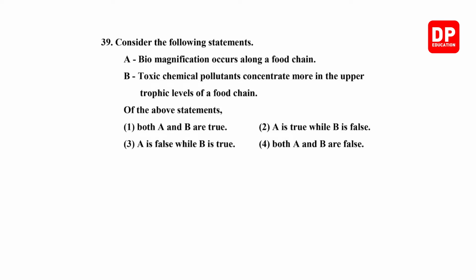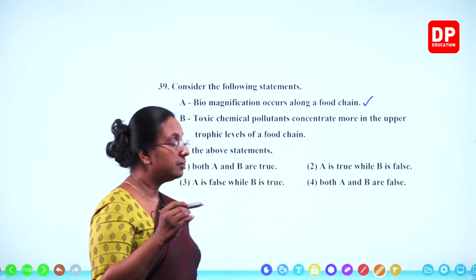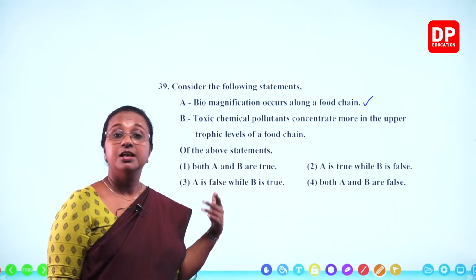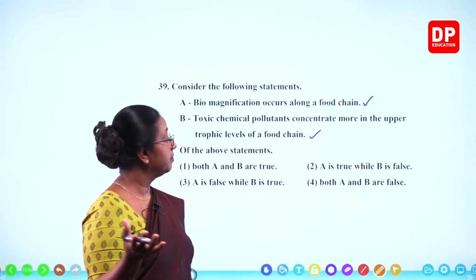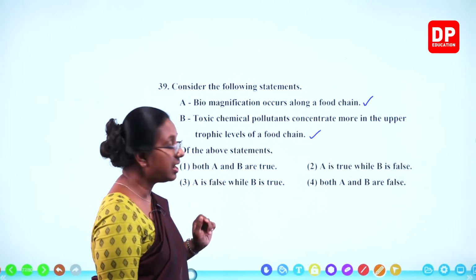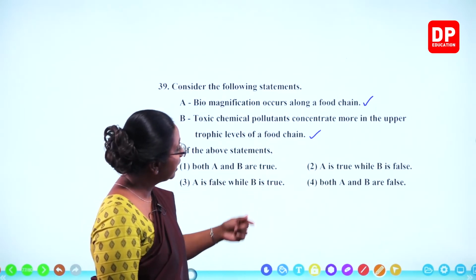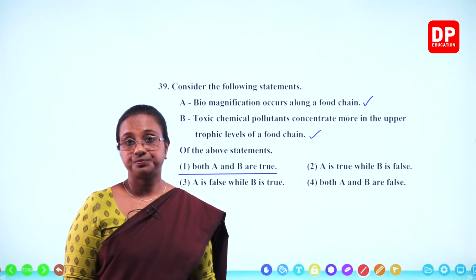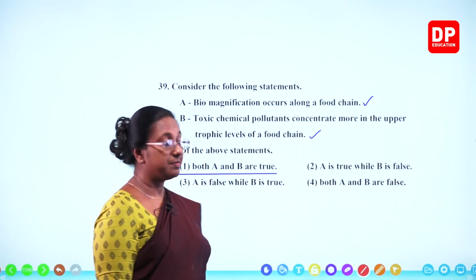Here you can see, consider the following statements. A, biomagnification occurs along a food chain. That is correct. So that is what we understood now. No? It occurs along the food chain. B, toxic chemical pollutants concentrate more in the upper trophic levels of a food chain. That is also correct. That is why the higher trophic levels, the concentration is more. Of the above statements, both A and B are true. That's correct. A is true while B is false? No. A is false while B is true? No. Both A and B are false. That is also not correct. So, the correct one is both A and B are true. Is that clear, students? So, with that, I'll move on to the last question of this MCQ.